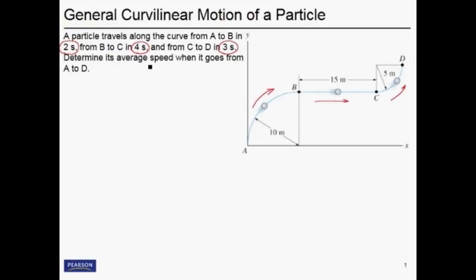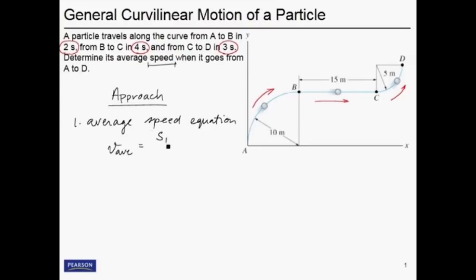So when we're talking about language like average speed, what we're really considering is something like total distance traveled divided by total time that it takes to travel that distance. That being said, the approach is then pretty straightforward. So the first thing we want to do here is write out an average speed equation. And that average speed equation is going to be something like V average equals the total path traveled, S total, divided by the total time, T total.